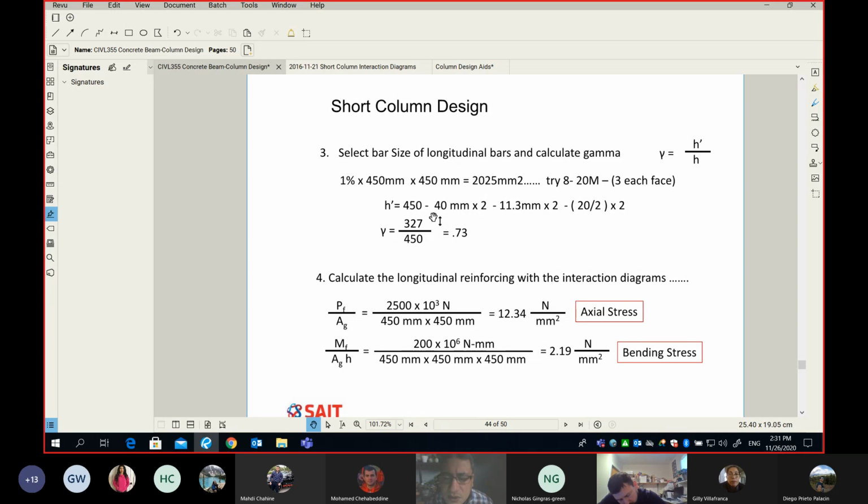Number three, what is the gamma value? Is it 0.6 or 0.7 or 0.8 or 0.9? Number four is the F prime C. Are you following? Four things you have to decide before you even say, here is this interaction diagram that I'm going to use. Let's say it one more time. Number one, the shape of my cross section. Number two, the rebar layout. Number three is the value of the gamma. Number four is the F prime C.